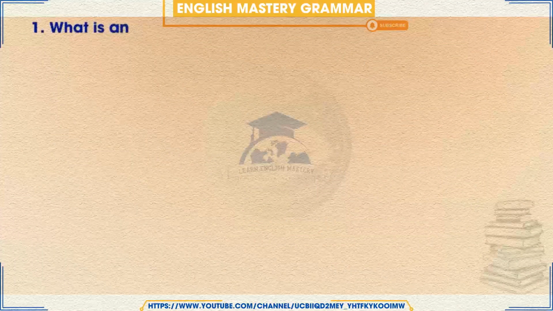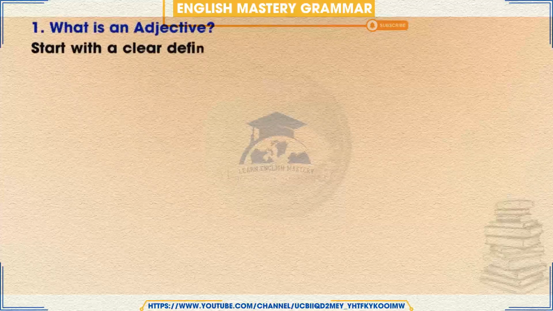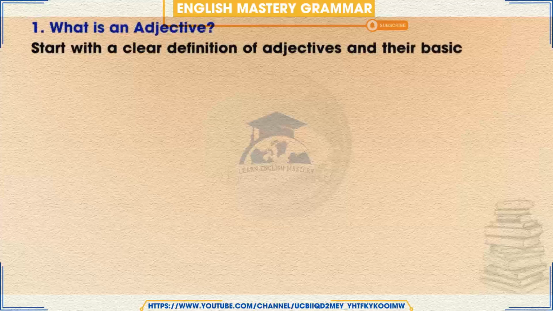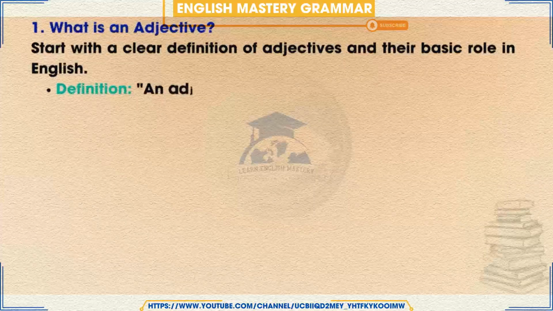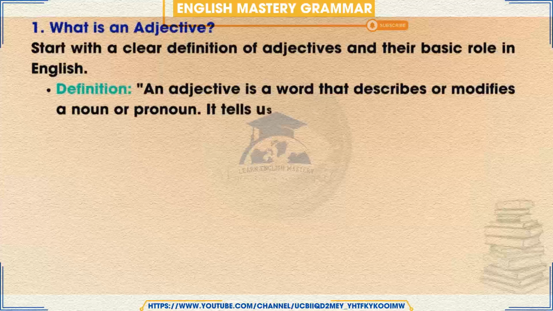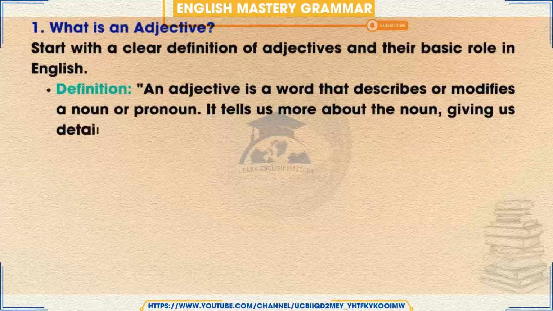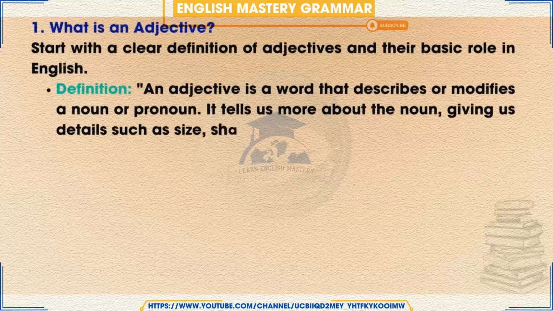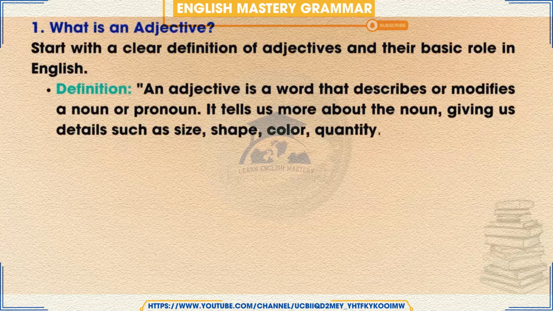1. What is an adjective? Start with a clear definition of adjectives and their basic role in English. Definition: an adjective is a word that describes or modifies a noun or pronoun. It tells us more about the noun, giving us details such as size, shape, color, quantity, and more.